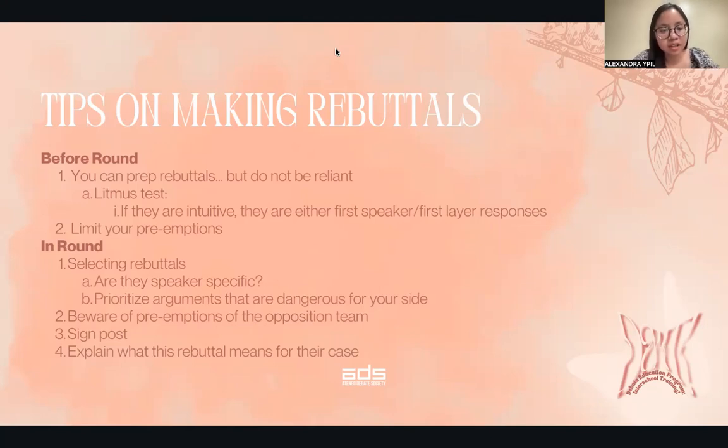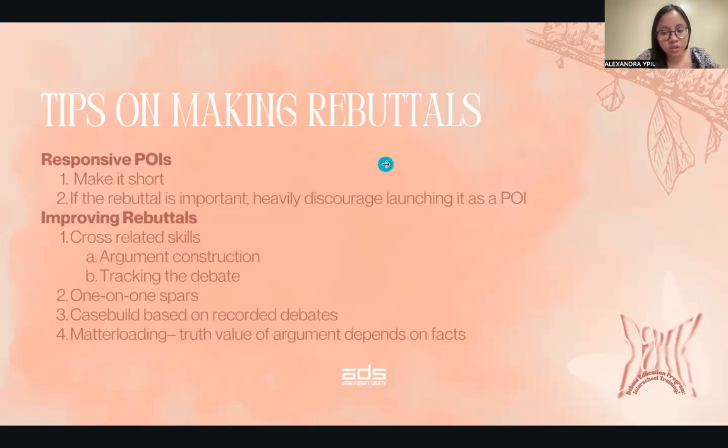Yeah. Next slide, please. So very quickly, on responsive POIs and improving rebuttals. Some people like to integrate rebuttals in their POIs. Aside from making it short, if the rebuttal is that important, I would heavily discourage launching it as a POI, because again, rebuttals are like arguments in that they take time to build, especially if they're large ones. So always integrate them in your case, whether explicitly or in your extension.